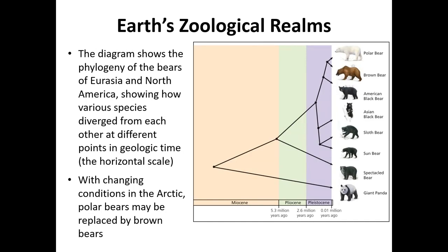It's thought that polar bears may soon go extinct because so much ice is melting in the Arctic, which is what they need to live on. That's their habitat. And brown bears may actually replace polar bears in the near future. We may only see them in zoos if the Arctic ice keeps melting.